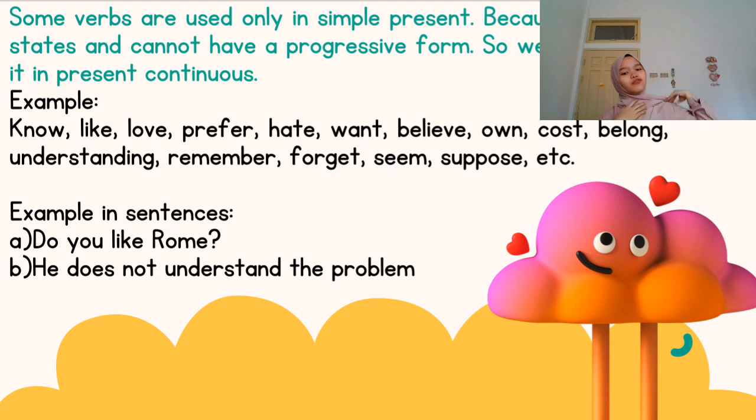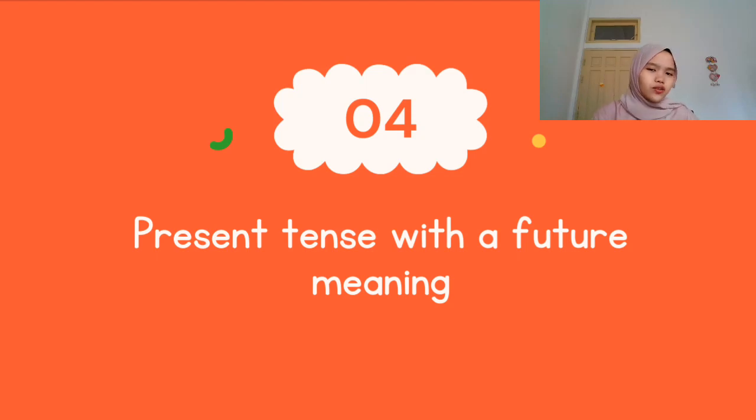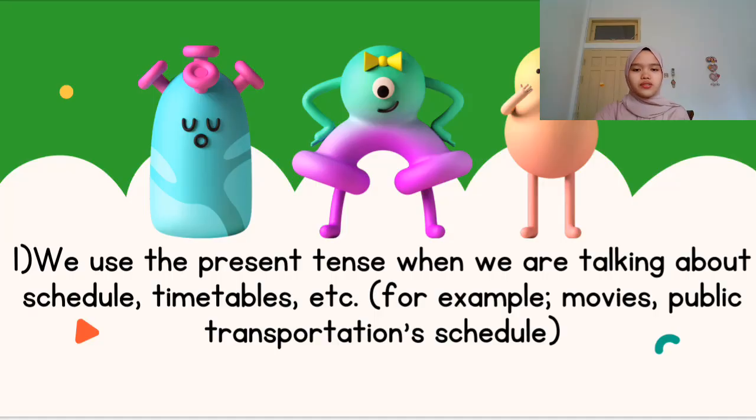Like this. And number 4 is present tense with a future meaning. We use the present tense when we are talking about schedules, timetables, and so on, for example, a movie or public transportation schedule. Study this example. This is Tom's schedule for next week. He is playing tennis on Monday afternoon. He is going to the dentist on Tuesday afternoon. He is having dinner with Anne on Friday. In all of these examples, Tom has already decided to do these things.